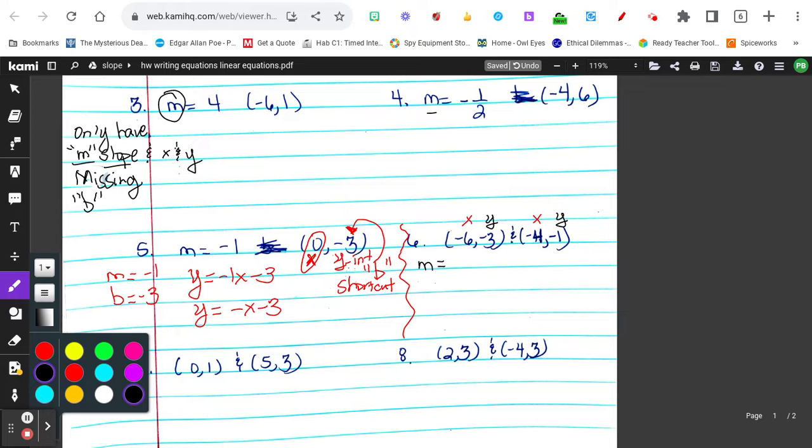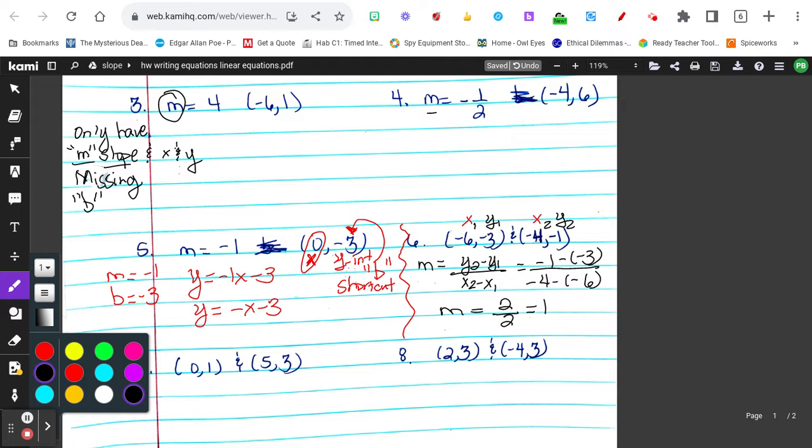is find m by using the slope formula, y sub 2 minus y sub 1 divided by x sub 2 minus x sub 1. That's the first ordered pair, and these represent the second. So I end up with negative 1 minus negative 3. And my second x is negative 4 minus negative 6. So I end up with an m of 2 over 2, which is 1. So my slope is 1.